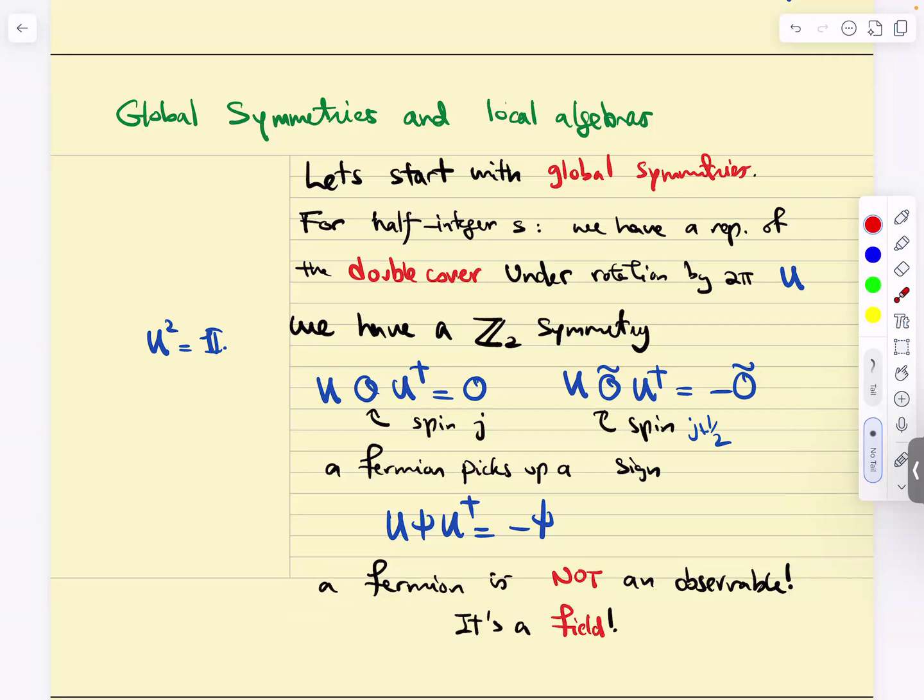Good. Now, rotation by 2 pi will not bring your fermion back to where it was. It will give you a minus sign. It means that a fermion is not an observable, it's a field. There is no way on Earth you have an observable and you rotate things by 2 pi and you pick up a sign. That makes no sense. Right? This is some terminology.